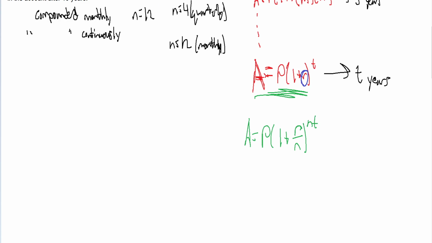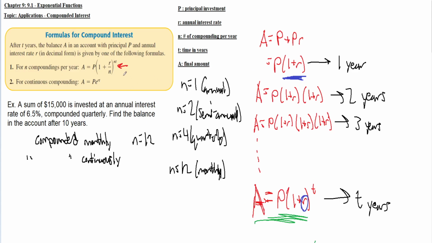So we have successfully derived the first formula in our little text blurb right here, which is n compoundings per year. So let's take a look at an example. Let's say that we invested an amount of $15,000 at an annual interest rate of 6.5%, and we want to know what the balance is after 10 years if it's compounded quarterly.